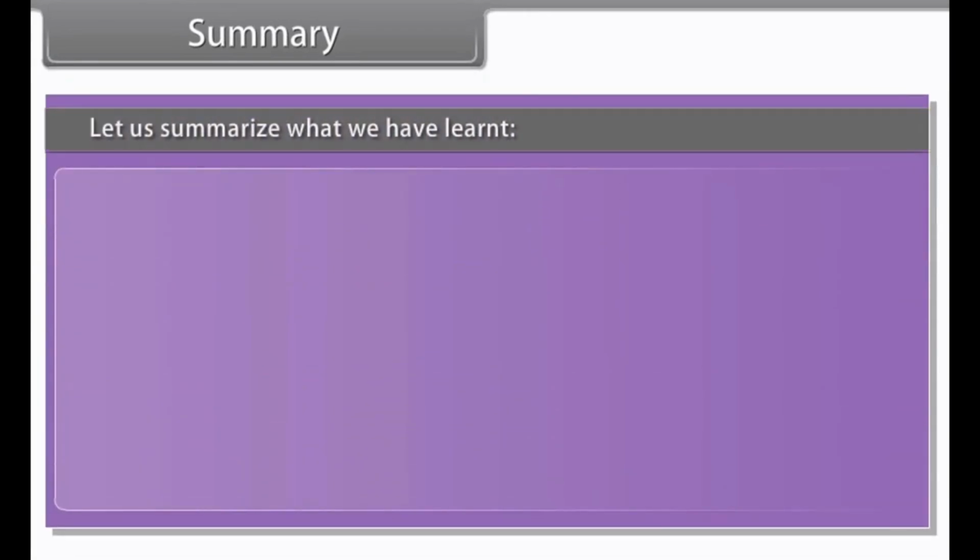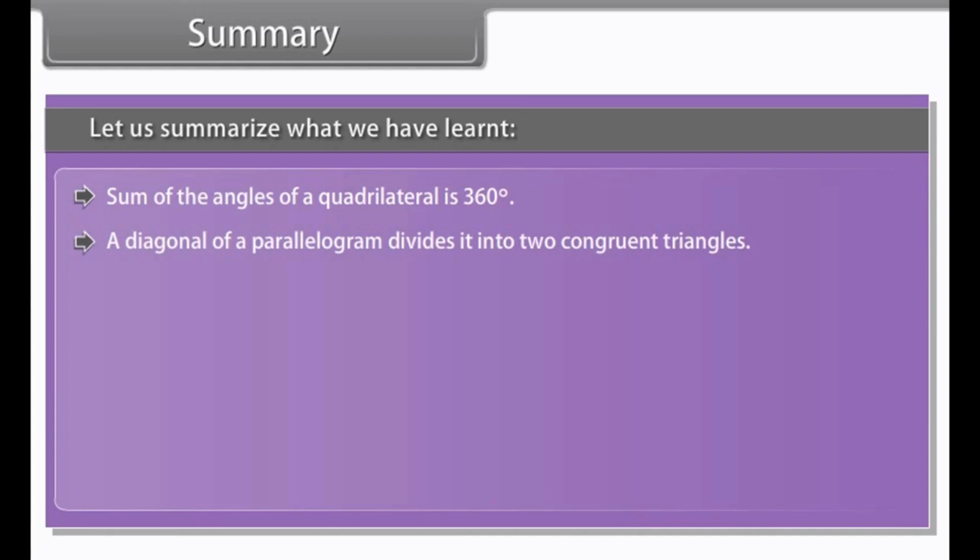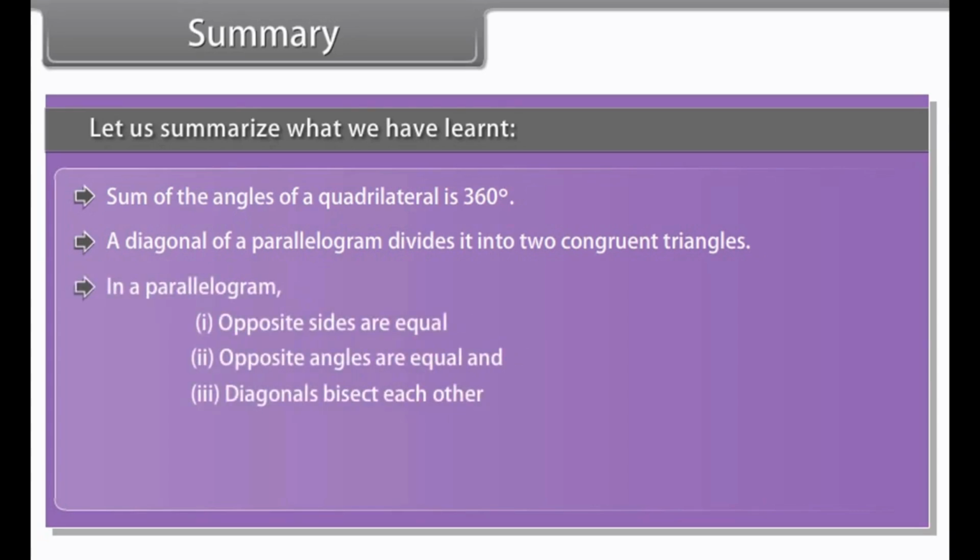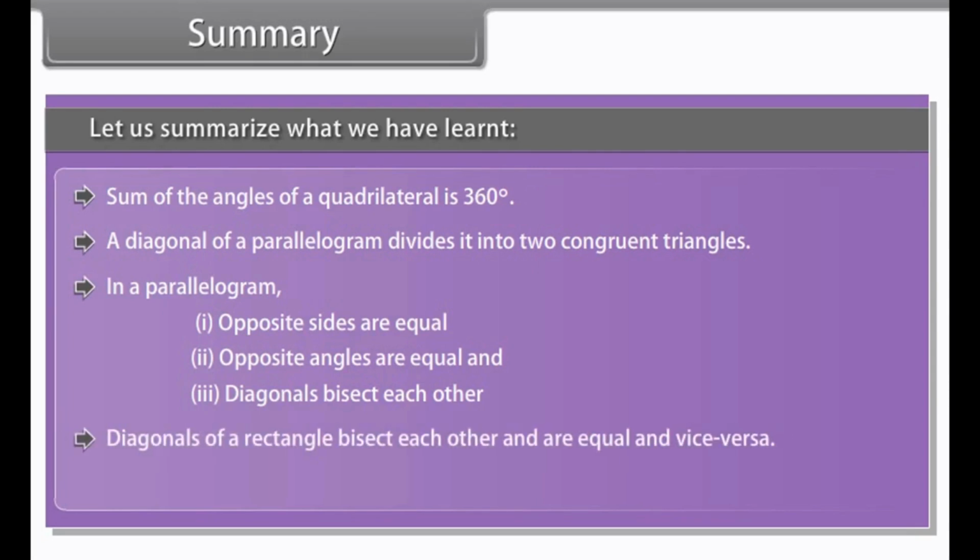Let us summarize what we have learned. Sum of the angles of a quadrilateral is 360 degrees. A diagonal of a parallelogram divides it into two congruent triangles. In a parallelogram, opposite sides are equal, opposite angles are equal, and diagonals bisect each other. Diagonals of a rectangle bisect each other and are equal, and vice versa.